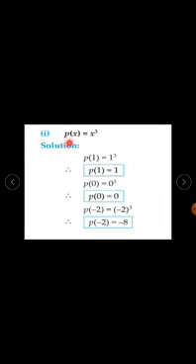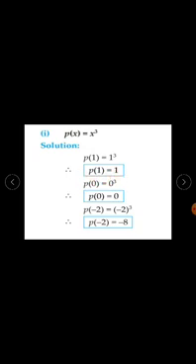Now first sub question, p of x equal to x cube. So given polynomial is p of x equal to x cube. Now first find out p of 1. P of 1 means put x equal to 1. So p of 1 equal to 1 cube. 1 cube is 1. So p of 1 equal to 1.